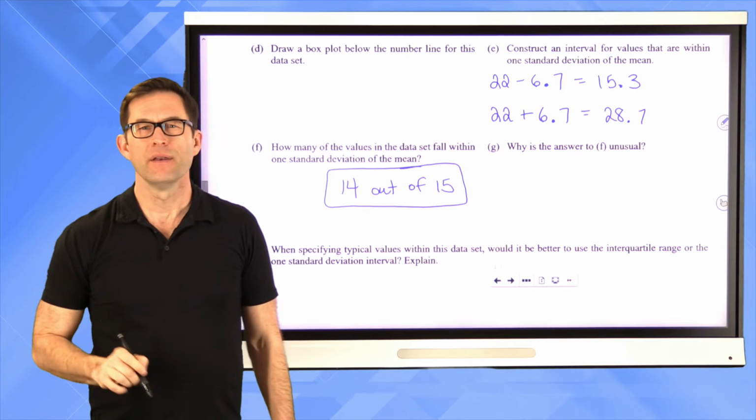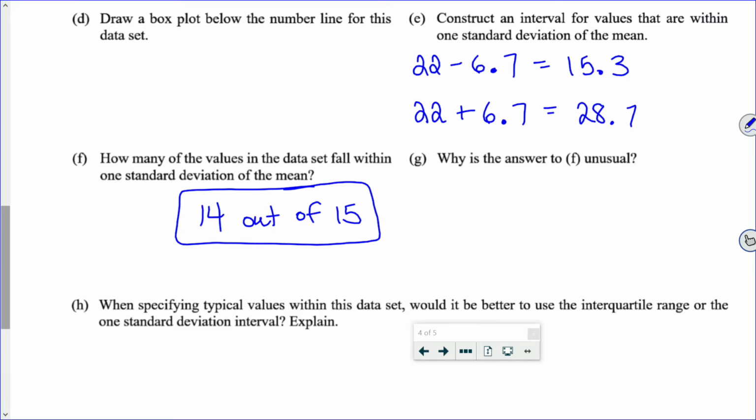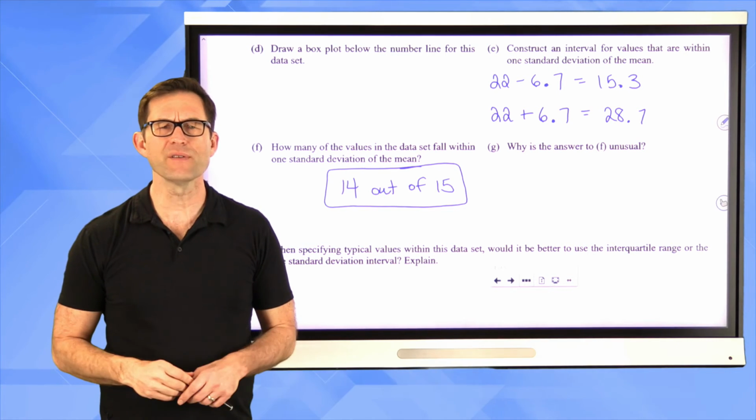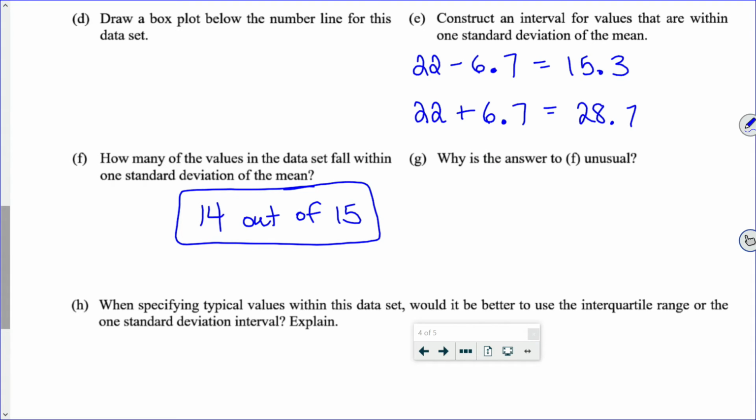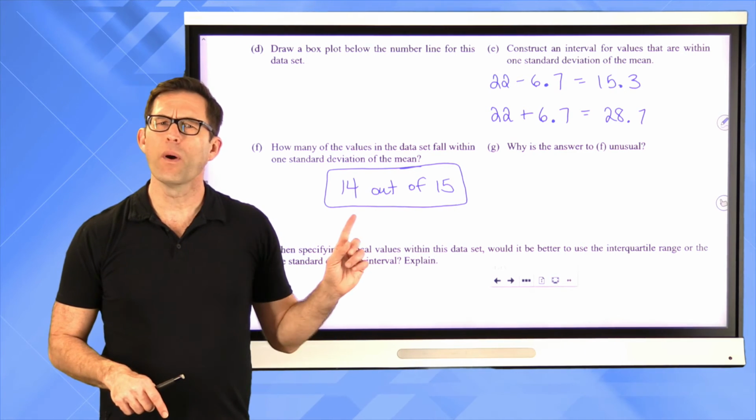Okay, now letter G. Why is the answer to F unusual? Pause the video now and think about this a bit. Well, let's figure out what percent this represents.